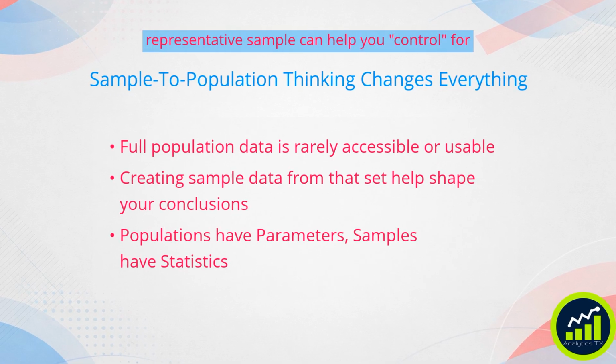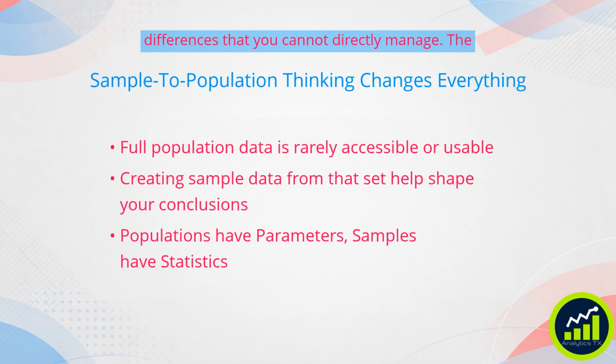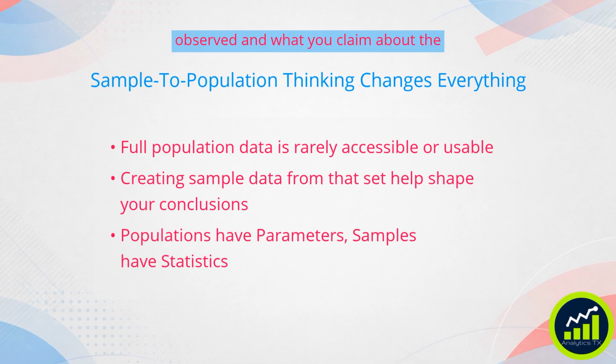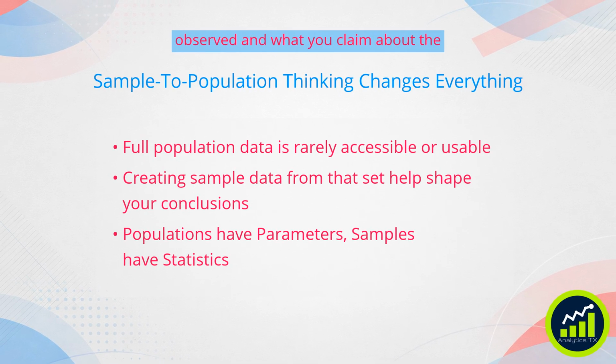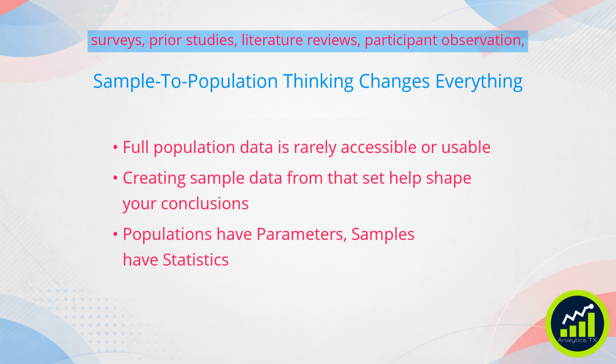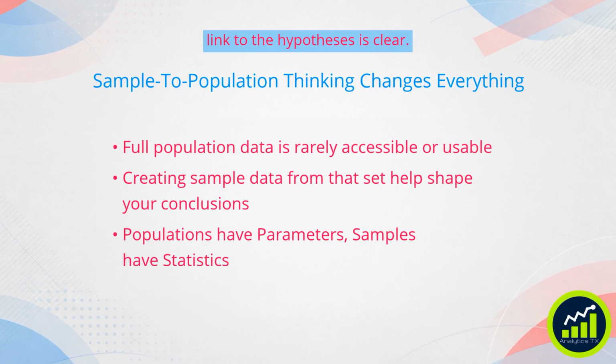A representative sample can help you control for differences that you cannot directly manage. The broader point is decision relevance. Your sample is the bridge between what you observed and what you claim about the larger group. Data can come from experiments, surveys, prior studies, literature reviews, participant observation, or existing sources, as long as the link to the hypotheses is clear.